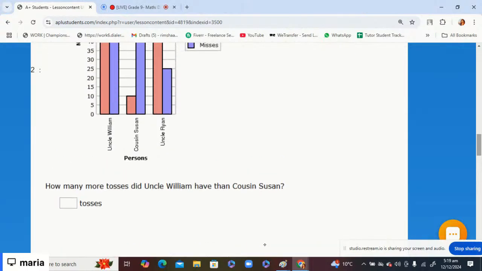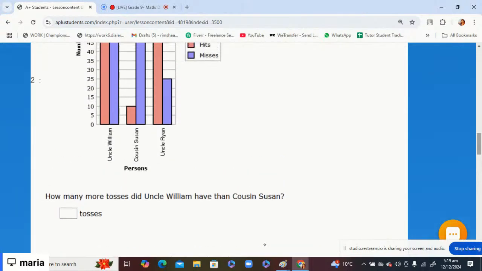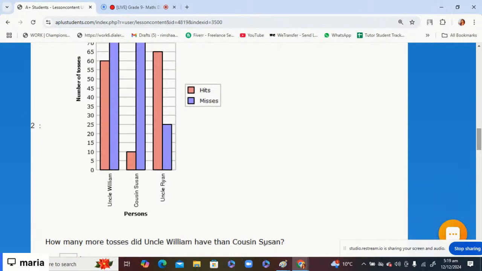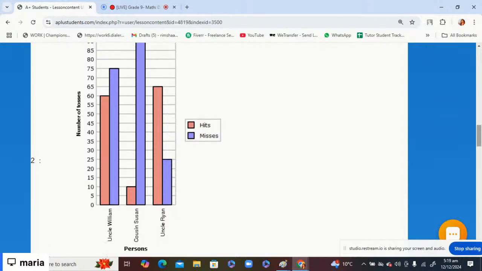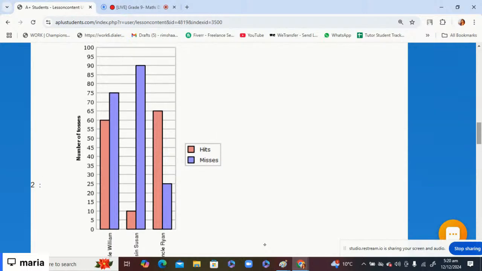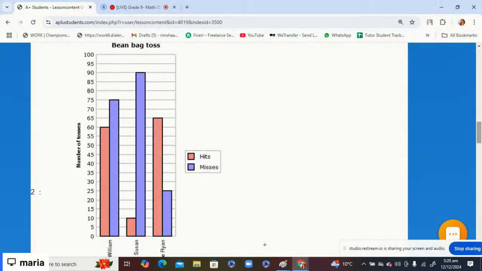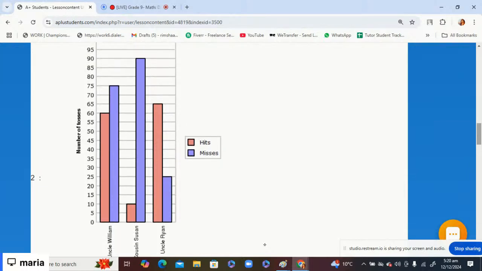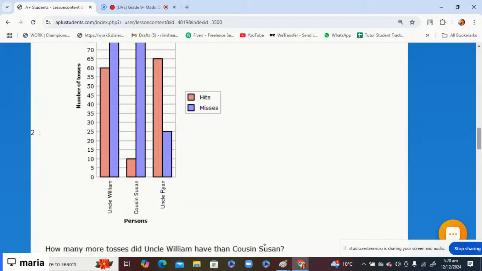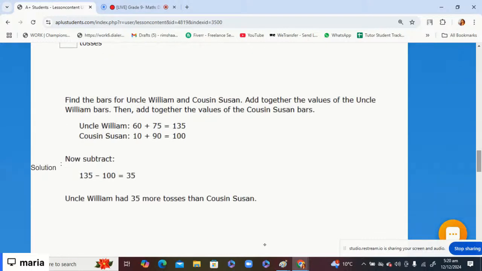How many more tosses did Uncle William have than cousin Susan? We need to look at both William and Susan. Susan misses more: William only misses 75, but Susan misses 90. But if we check the hits, William is greater in hits and Susan is greater in misses.